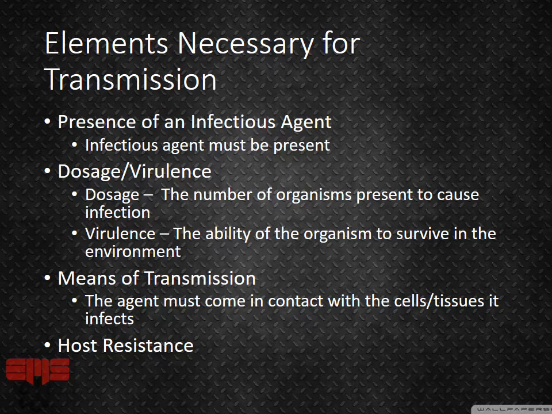Elements necessary for transmission. Well, first, you have to have an infectious agent present, and we'll talk a little bit more about that. You have to have the appropriate number of organisms to cause infection. For example, you can't get sick off of one influenza virus. You actually have to be inundated with thousands of viruses to be infected.